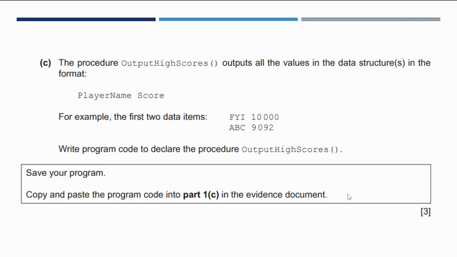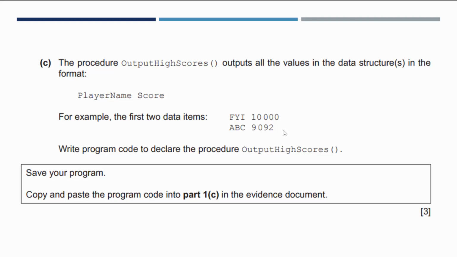The procedure, output high scores, outputs all the values in the data structure or structures in the following format. We have player name followed by the score. Notice it's on the same line, and they even give us examples. The first two data items, FYI 10,000, ABC 9,092. As a reminder, these scores should be in descending order. Now, because we're pulling it from the highscore.txt file, it will already be in descending order.